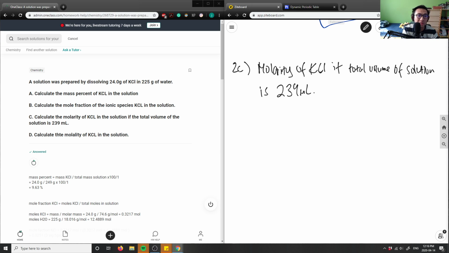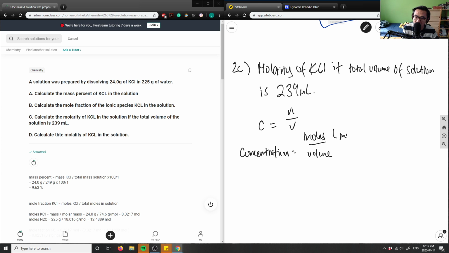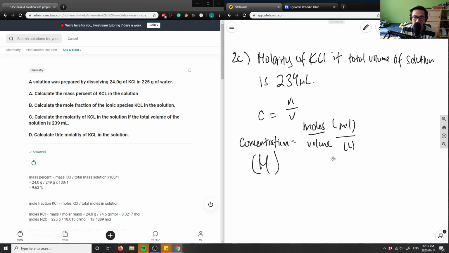So again, what is molarity in the first place? We know molarity is concentration, right? We learned about concentration in grade 11 chemistry here in the Ontario curriculum. So we know that concentration C equals moles over volume, n over V, right? And moles are mol, and volume is in liters, to get capital M as our molarity. So that's our concentration here.